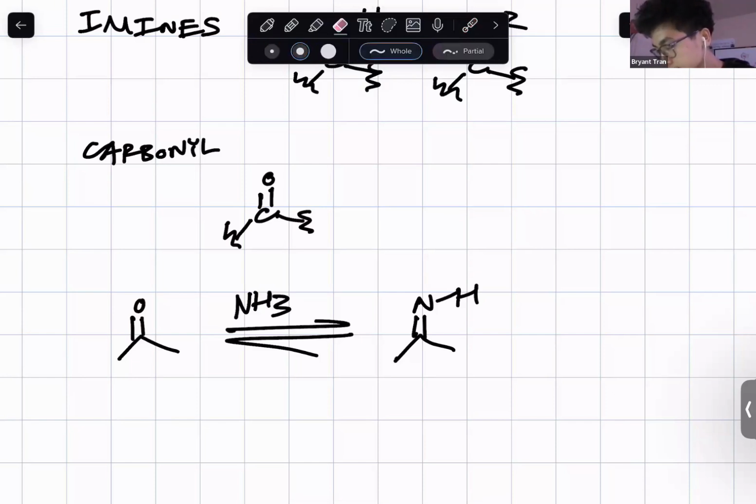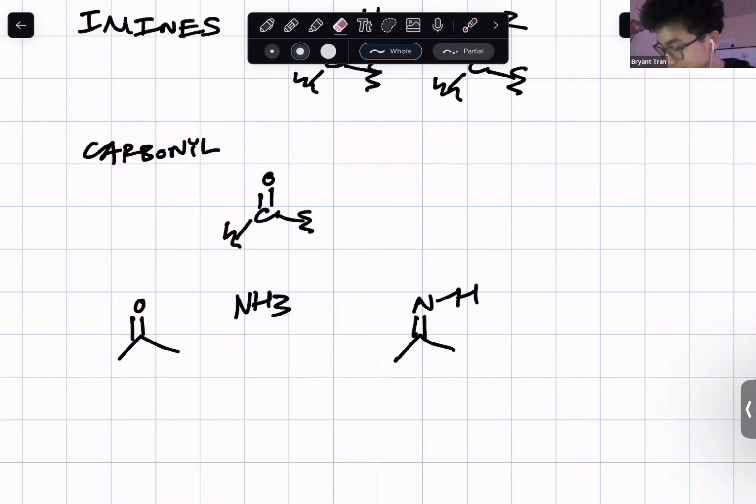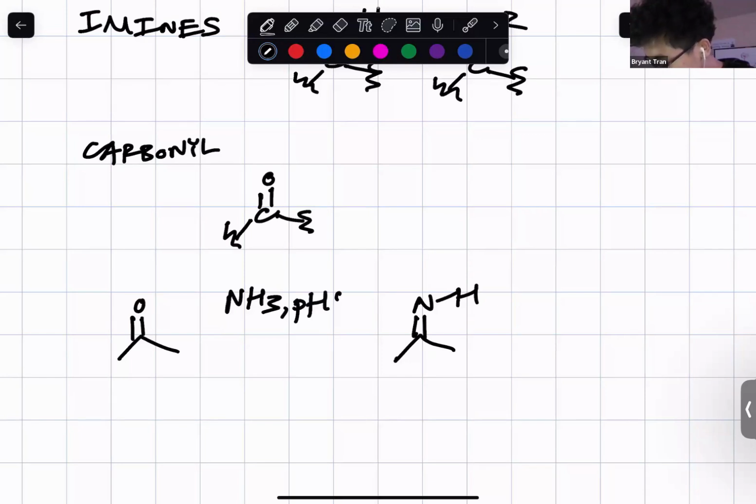It depends on the professor though. What reagent does your professor give you to form an imine? He just writes H plus and then below it pH 5. Yeah, so for an imine, pH 5, some acid source.